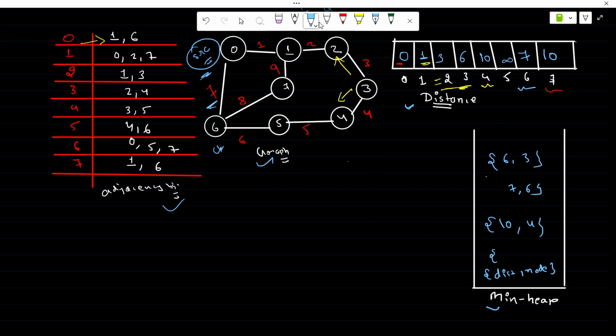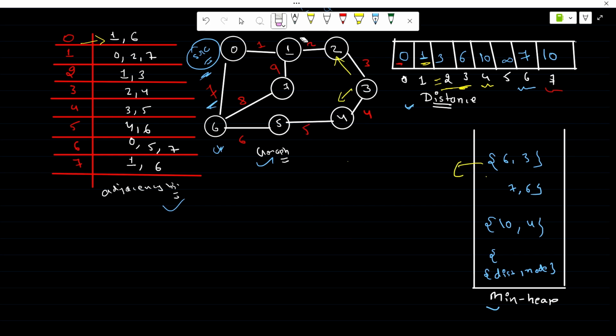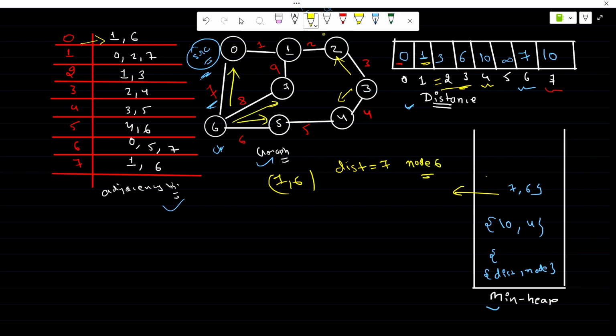Now what will we consider next? So next we will consider 7, that is node 6. To reach it from 0 to 6, the minimum distance is 7, right? Now from 6 we can go to 7, we can go to 0, we can go to 5. Is there any point to add, to go from 6 to 0? No, because we already have the minimum distance 0.